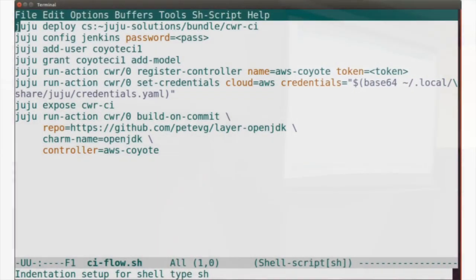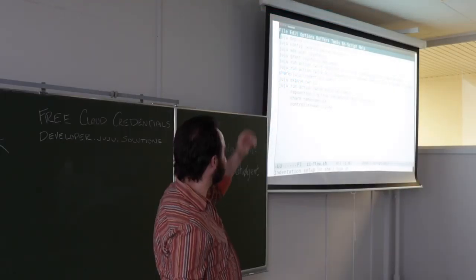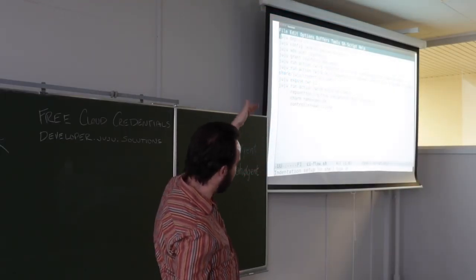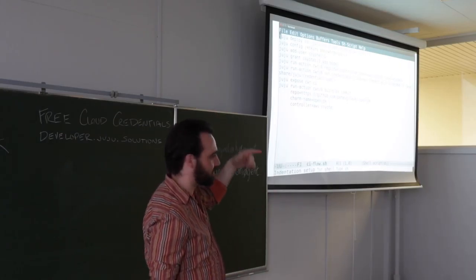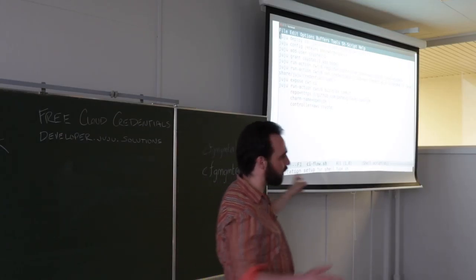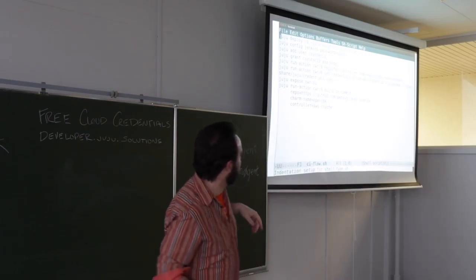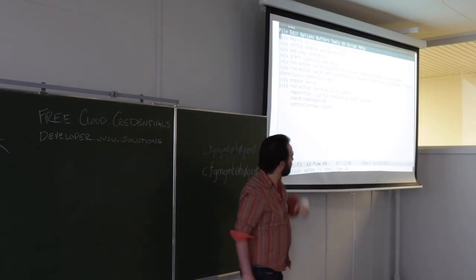Just in full honesty, this is an excerpt from my bash history, when I went and set up the thing that I'm about to show you. There are a few more commands. You have to set a Jenkins password and set up a user that can talk to your Juju controller and expose CWR CI. I just committed a fix to that so you don't have to do that anymore, but the charm server wasn't updated. And then you have to register your GitHub repo with this.